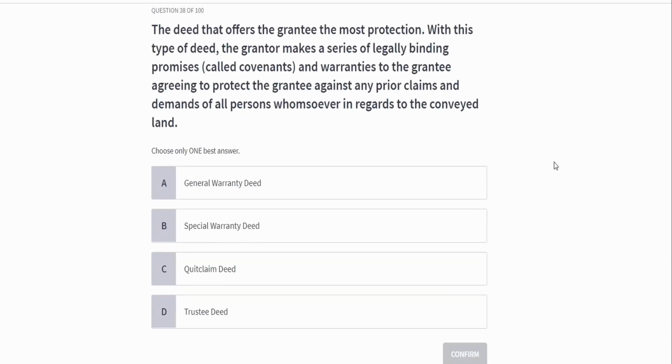All right, so 38. The deed that offers the grantee the most protection. With this type of deed, the grantor makes a series of legally binding promises called covenants and warranties to the grantee, agreeing to protect the grantee against any prior claims and demands of all persons whomsoever in regards to the conveyed land. So it gives us four options. Is it A, the general warranty deed, B, the special warranty deed, C, a quitclaim deed, or D, a trustee deed? So here's some time for you guys to think this one over, starting now.